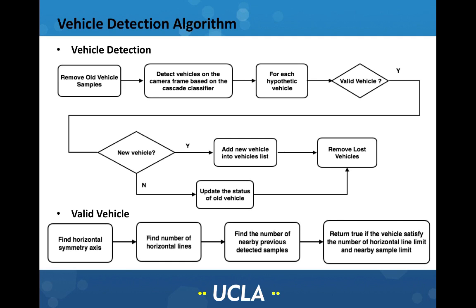Then we will determine whether the vehicle is a new vehicle. If it is, we just add the new vehicle into the vehicles list. If it is not, we will update the status of the old vehicles. Finally, we will remove the unknown vehicles or false vehicles from the vehicle list.